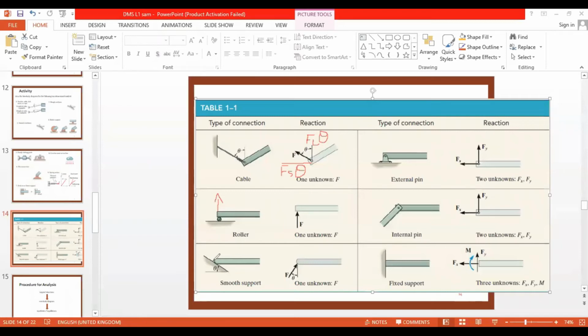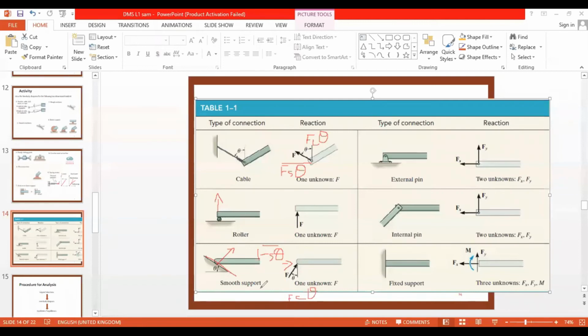So I told you, if there is a curved surface, then the force will be perpendicular to that surface. If the angle is known, then we can put the angle theta. When you resolve it into two directions, one will be F cos theta, and the other direction will be F sin theta.